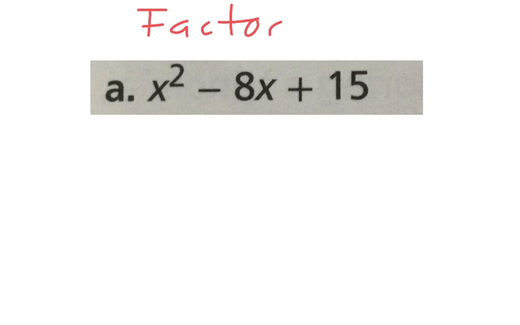Three terms, no GCF. This is in the form ax squared plus bx plus c, which means I can do the a times c method. 1 times 15 is 15. List the factors of 15.